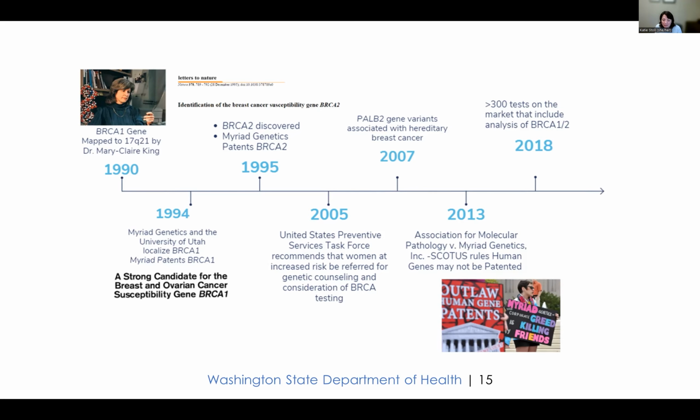In 2013, the US Supreme Court ruled that human genes cannot be patented in a case brought by the Association for Molecular Pathology versus Myriad Genetics. And that ended the monopoly that Myriad had on genetic testing and really escalated the commercial interest in genetic testing. By 2018, we saw that there were more than 300 tests on the market in the US that included analysis of the BRCA1 and BRCA2 genes.